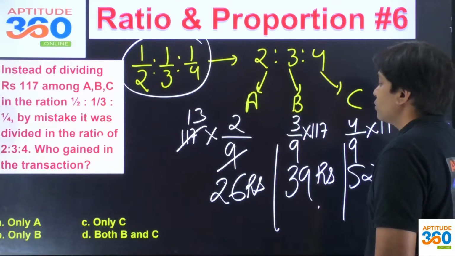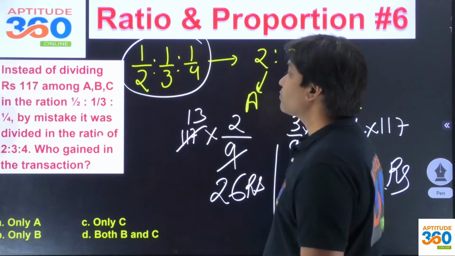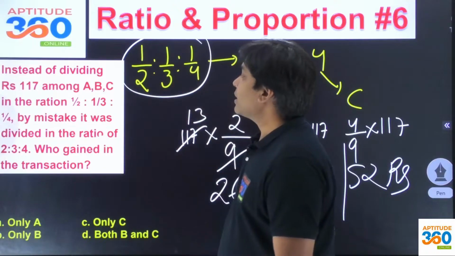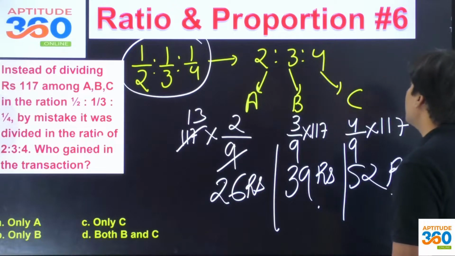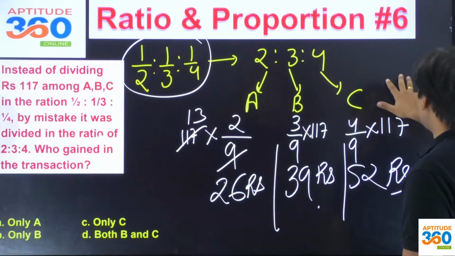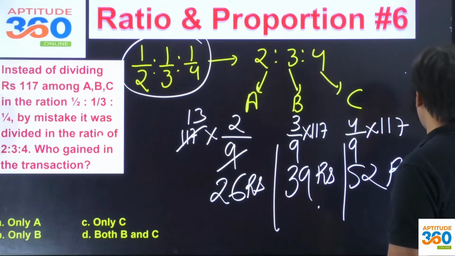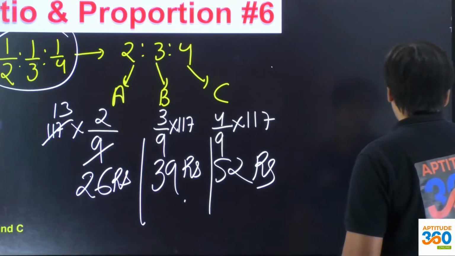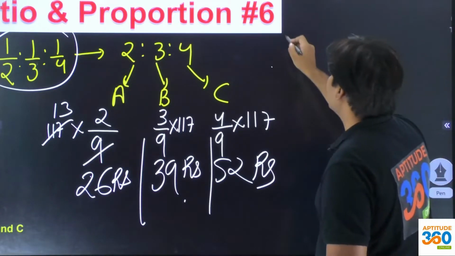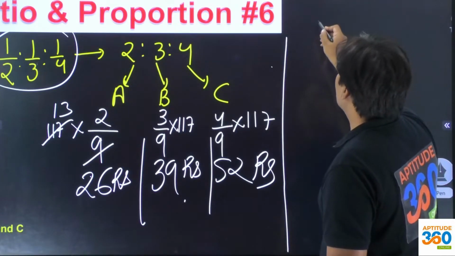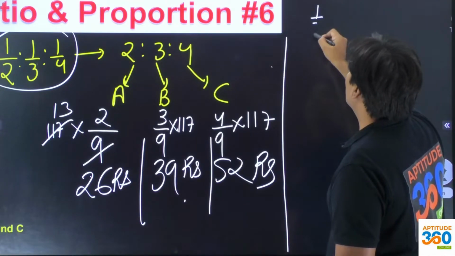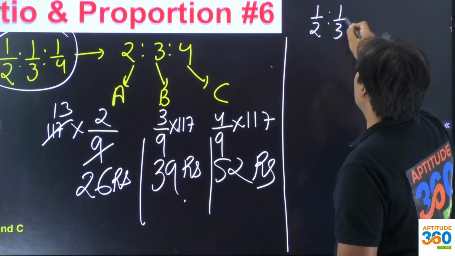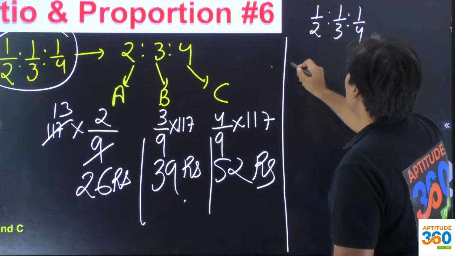अच्छा, ये दे दिया उसने 26, 39 एंड 52, और उसको देना किस रेशियो में चाहिए था? उसको देना चाहिए था 1/2, 1/3, 1/4। अच्छा, अगर वो 1/2, 1/3 एंड 1/4 रेशियो में देता तो ABC को मिलता कितना? पहले तो ये निकाल देते हैं, है ना। So had it been 1/2, 1/3, 1/4, now you're understanding this.